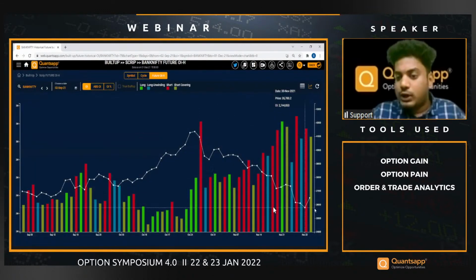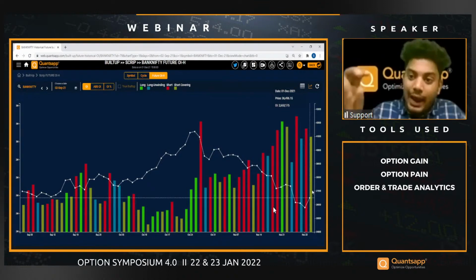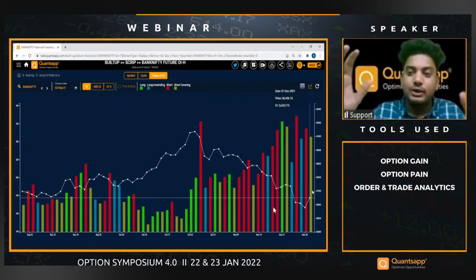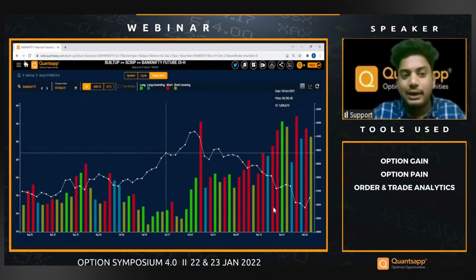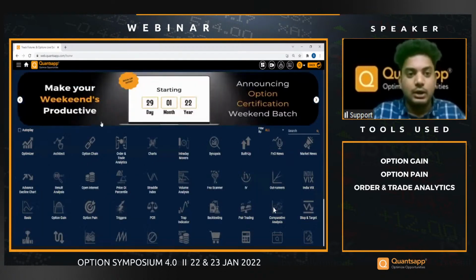If we see good short covering happening tomorrow, a short covering move or a long build-up, as there are a lot of short coverings happening on the call side, that indicates positive momentum happening in Bank Nifty, and the gain and the pain theory will remain the same.